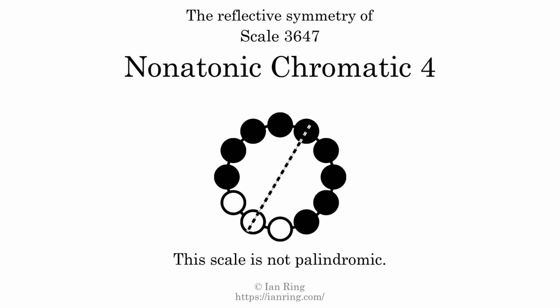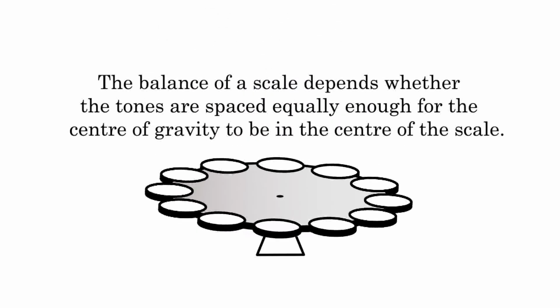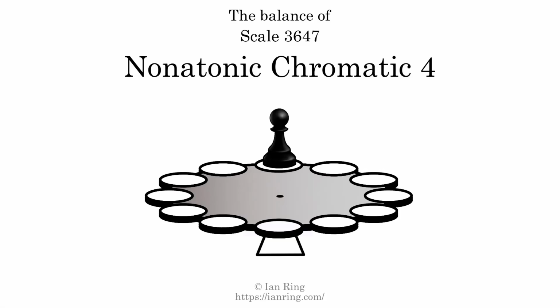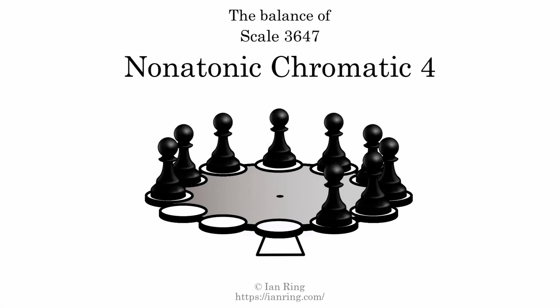This scale has reflective symmetry across an axis positioned one semitone from the root. This scale has a different pattern of intervals ascending and descending, so it is not palindromic. This scale has one ridge tone. Here, the balance of a scale depends whether the tones are spaced equally enough for the center of gravity to be in the center of the scale. This scale is not balanced.